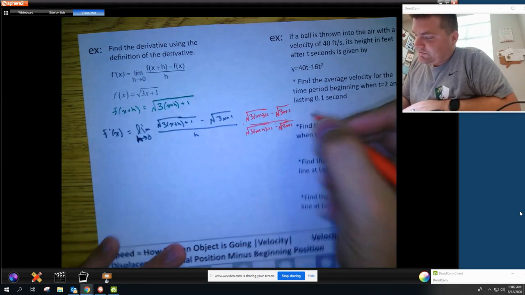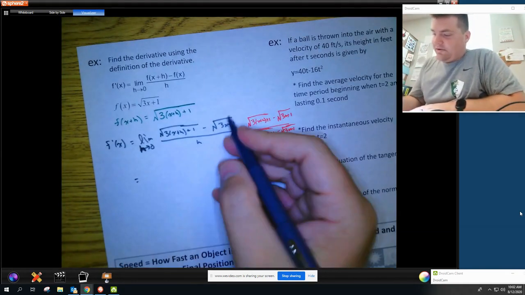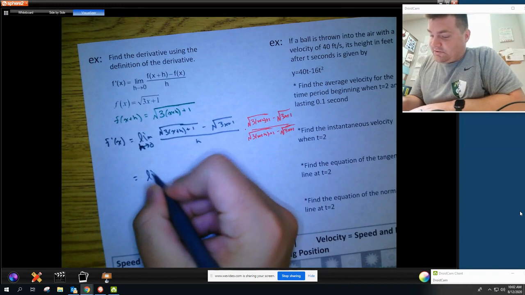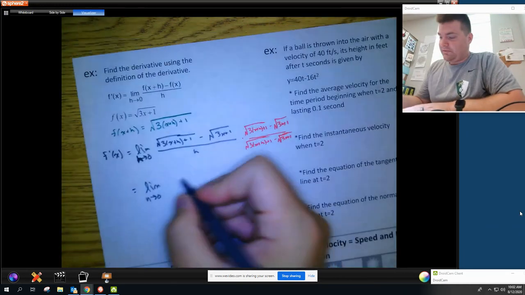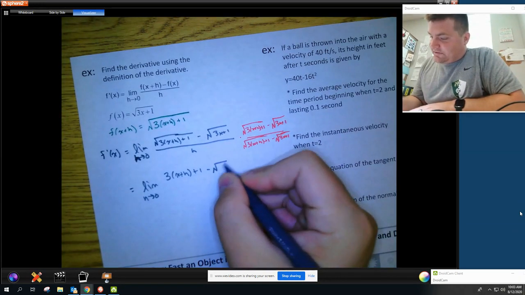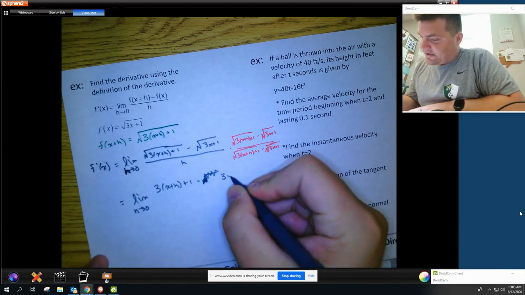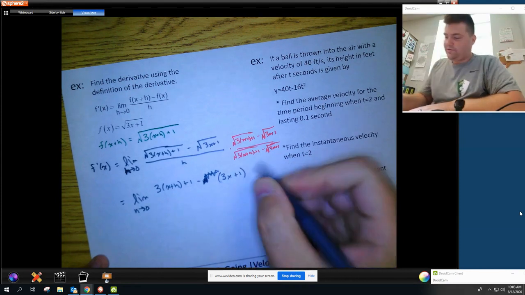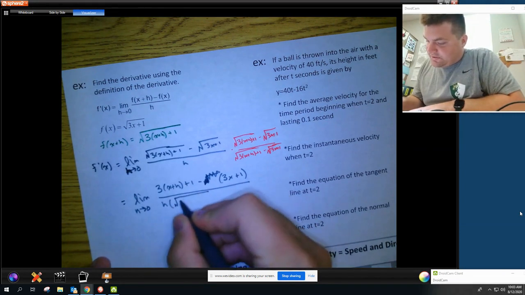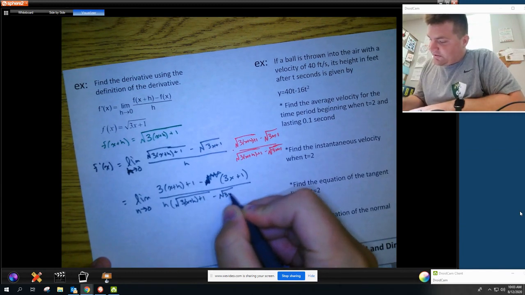Okay. So now, since these are conjugates, there's no middle terms, and I'm going to end up squaring those two terms. So mathematically, it's going to turn out a little bit nicer. So it's 3(x plus h) plus 1 minus 3x plus 1. Don't forget to distribute that minus sign all the way through. All over h, and then here is this conjugate.